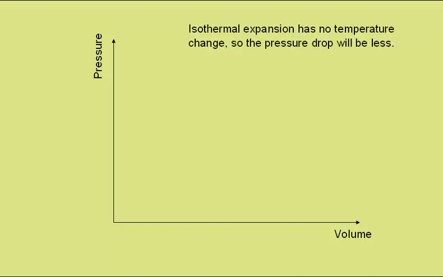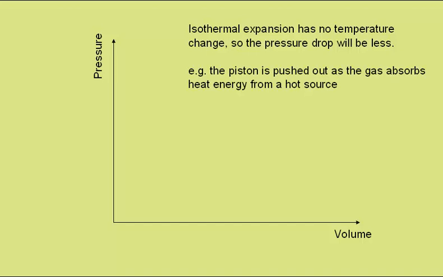Here, quite a small drop in volume is causing a large rise in pressure. Next, we'll look at isothermal expansion. Here we have no temperature change, so the pressure drop will be less. This happens when the piston is pushed out, as the gas absorbs heat energy from the hot source. This would give a line something like this. Now we have a large volume increase for quite a small pressure drop.